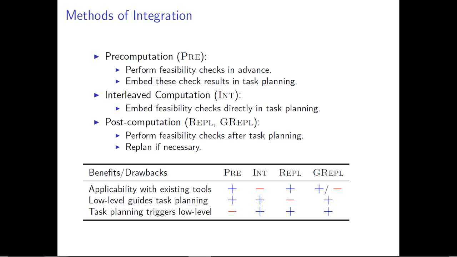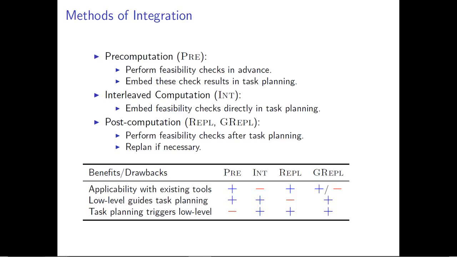So we identified several methods of integration, and according to these three approaches, we can either perform feasibility checks in advance and then embed them in task planning, or we can compute a plan and then check whether it's feasible. If it is not, then we can do replanning. So these are what we see in many researchers. And moreover, we can embed these feasibility checks into task planning so that they are performed as needed. And this is done by external atoms.